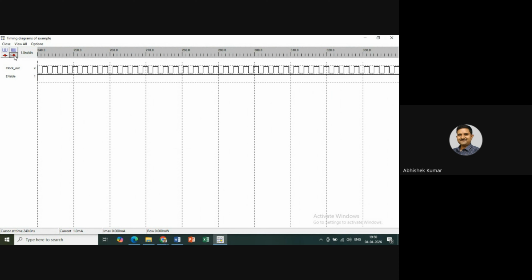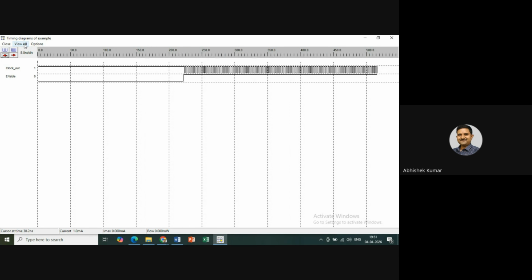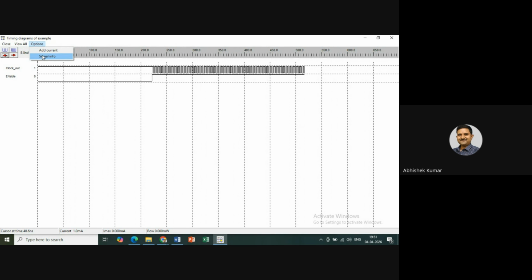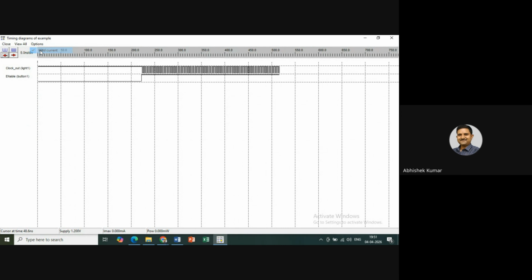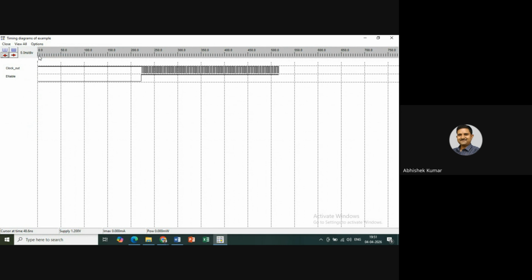If I zoom in, see here, when enable was 0, there was no oscillation, the output is constant. But when I provide enable, it will start generating the frequency. It's going to generate an oscillation frequency. Now here you can do the measurement: what is the frequency of this waveform?